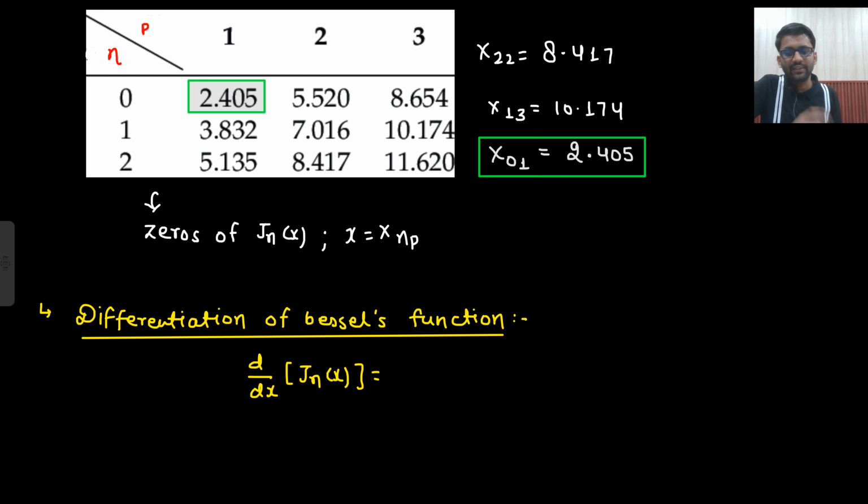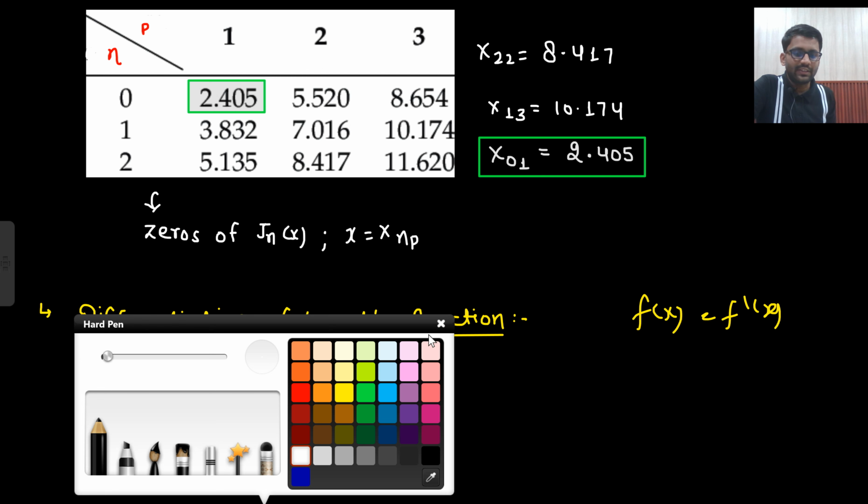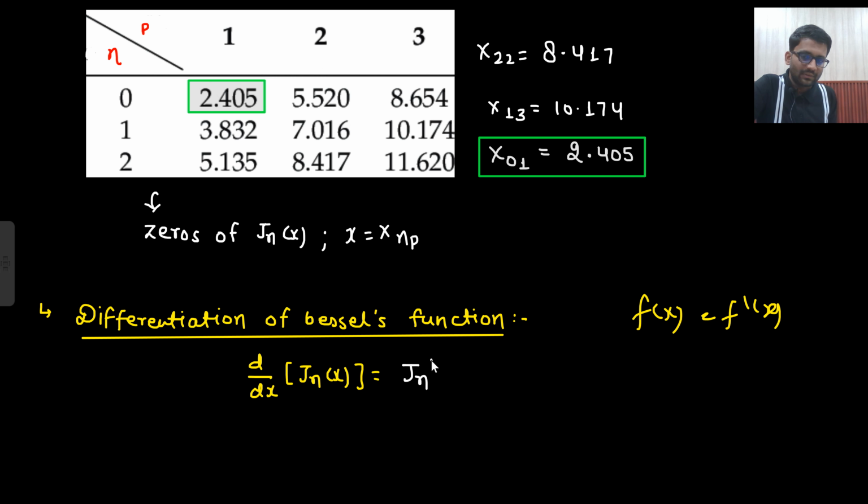The rest will all be given in the examination in the form of language, or in the form of a graph, or in the form of a table as well. Right? Now let's see the differentiation of Bessel's function. Simple differentiation. What is the differentiation of f x? F dash x. So what will be the differentiation of Jn x? That would be Jn dash x, right? That's it.